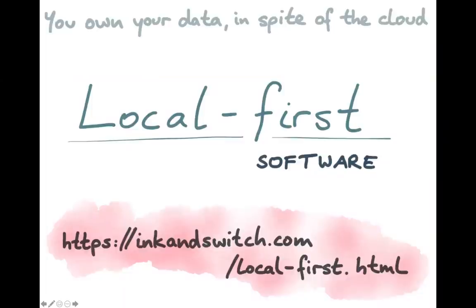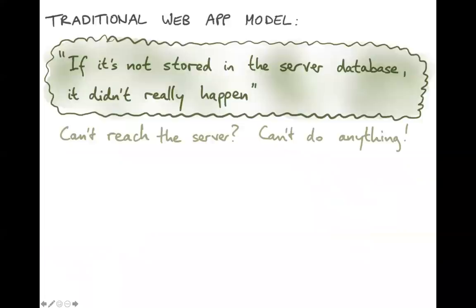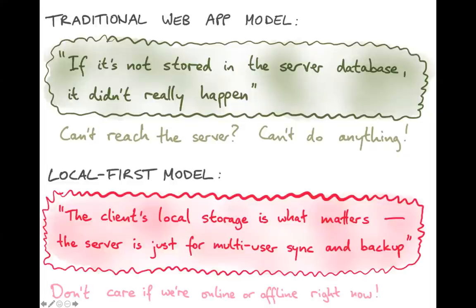And most of the research I've been doing is really in some form or another trying to enable this vision of local first software. And the basic principle of local first software is actually very simple, which is contrasting with the traditional model for web applications. Traditionally, it's been the case that the only durable storage that we really want to assume is on the server. And so if any data is not stored in the database on the server, then it didn't really happen from the point of view of the application, which also implies that if you can't reach the server, the client is somehow disconnected or doesn't have an internet connection right now, it basically can't do anything at all.